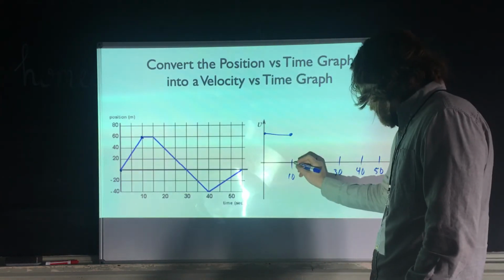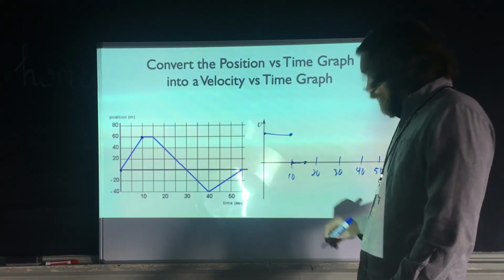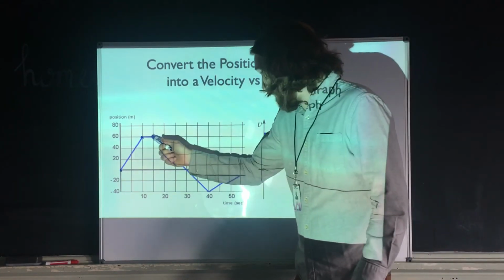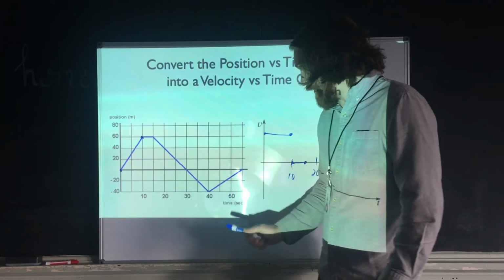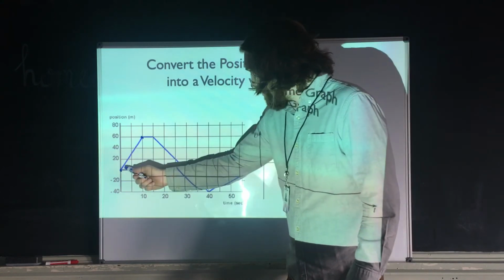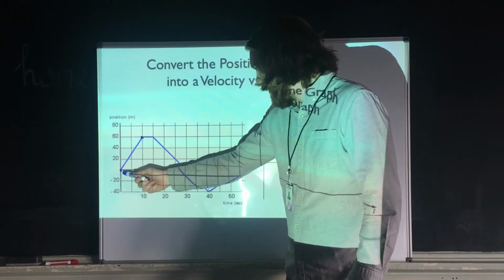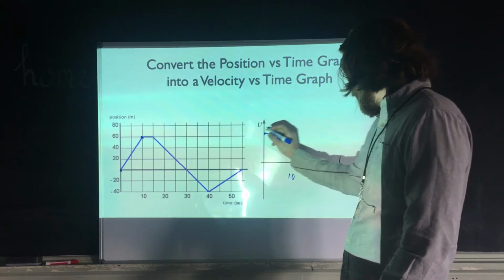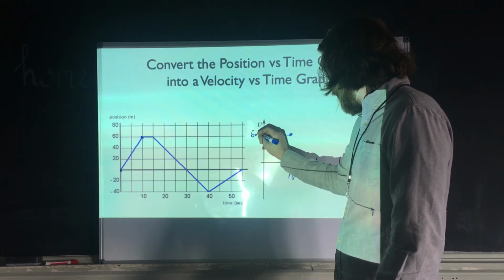So from 10 to 15, we have a 0 slope. Here I have a negative slope going all the way down. Okay? In fact, I could calculate this. This goes from 0 to 60 and from 0 to 10, so this is actually going to be 6 meters per second.